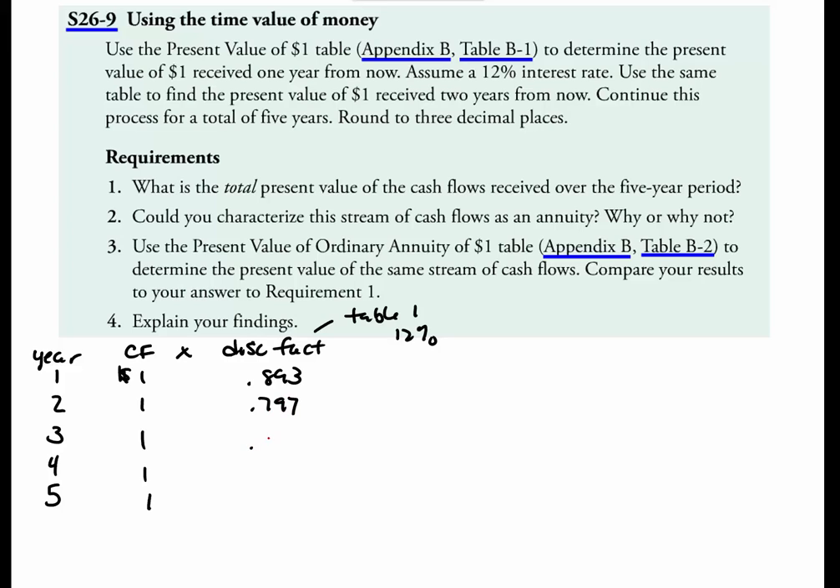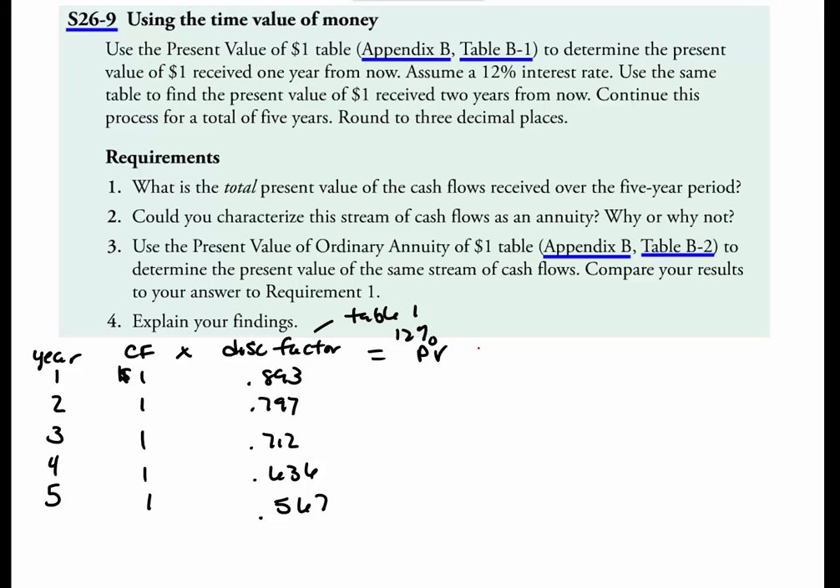And it will keep getting smaller, right? Because the longer it goes, the less it's worth to me, because of the risk and the loss of purchasing power and the opportunity cost. And so each year, that dollar is worth a little bit less in today's dollars, 0.636, 0.567. Now, if I take the cash flow times the discount factor, that gives me the present value.